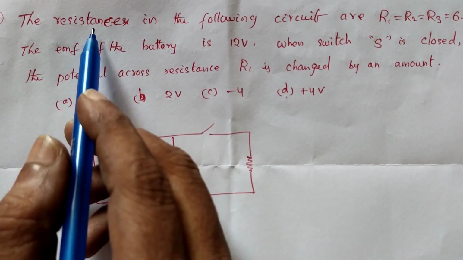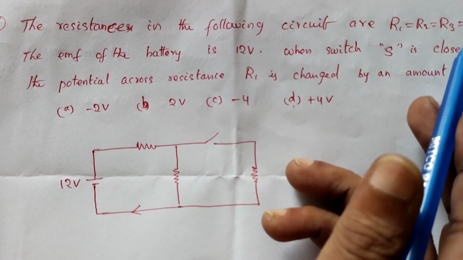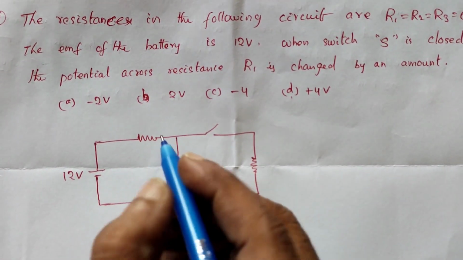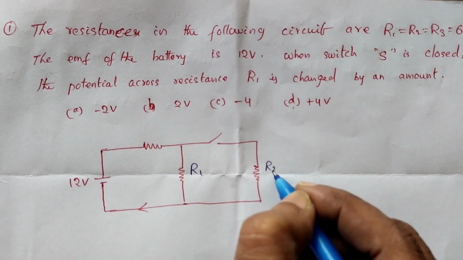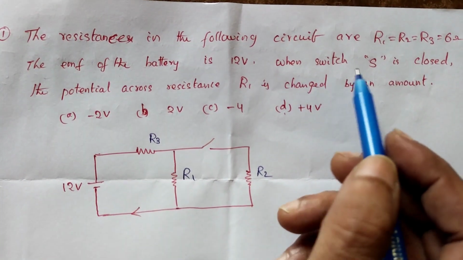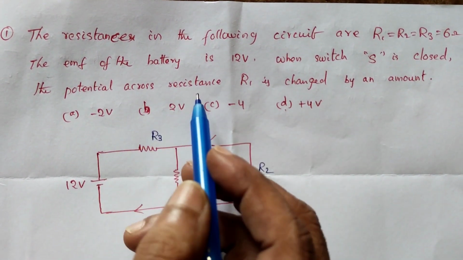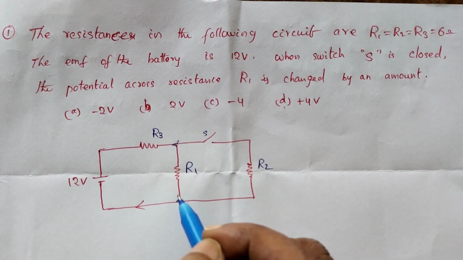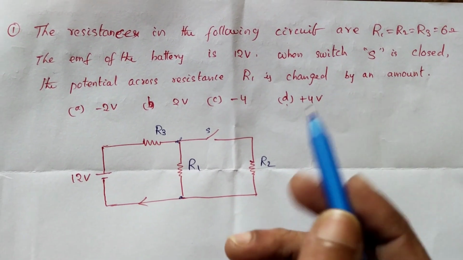So students, let us see this problem. The resistances in the following circuit are R1 = R2 = R3 = 6 ohms, with an EMF of the battery. When switch S is closed, the potential across the resistance R1 is changed by an amount, is asking.